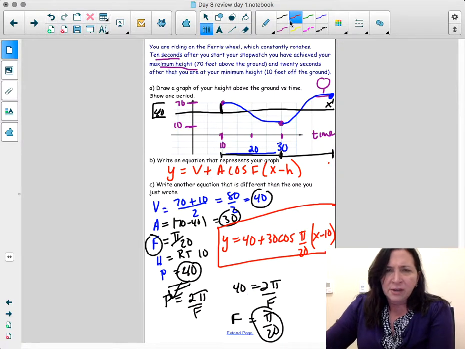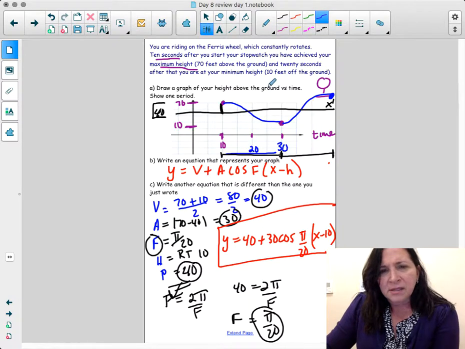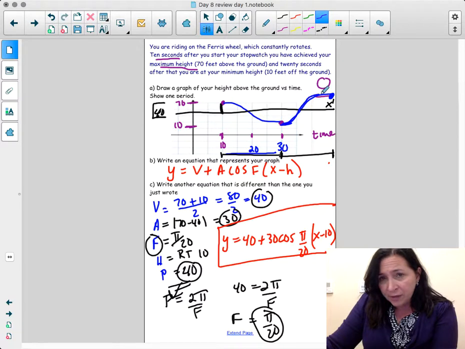Totally fine, I could do that. Let's do that. Just for fun, let's do that. Another equation, let's make this a sine wave. I mean, I completely could make this a negative cosine wave and do this, right?